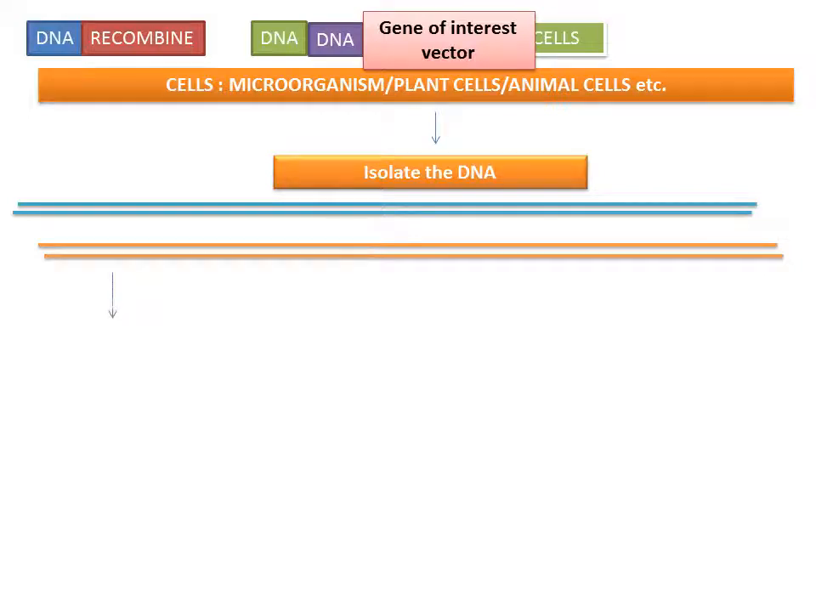Now, when we want to do recombination, we need restriction endonuclease. Why do we need it? Because we have to first cut the gene of interest from the entire DNA. So, you have to cut the gene of interest and then you have to bind it to the vector. So, the vector also has to be opened to get the gene of interest attached to it. All this we want, but for this we require restriction endonuclease.